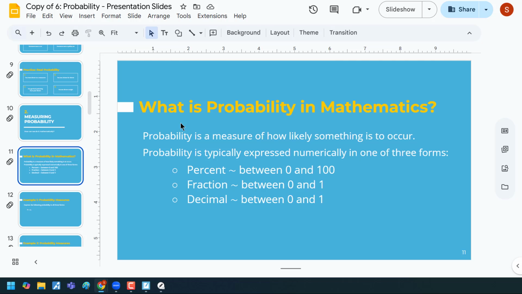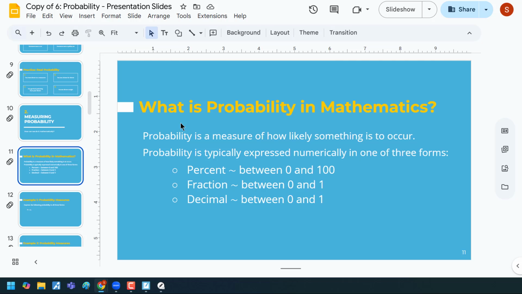Fraction, you can also use a number between 0 and 1. Fraction meaning like 1/2 or 1/3 or 1/4, like 1/10 or 1/100th, whatever fraction between 0 and 1. And then decimal between 0 and 1 as well. So 0.123 or 0.57.